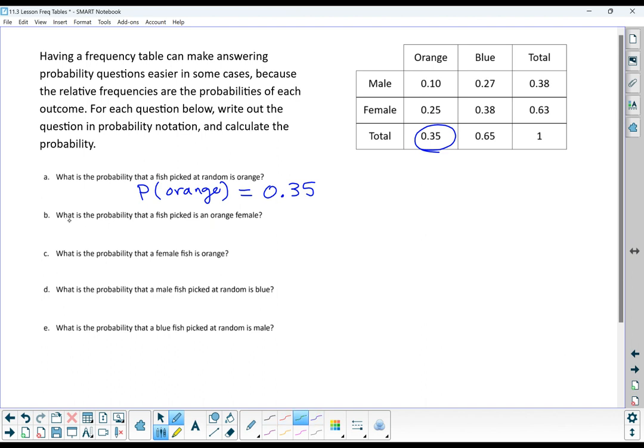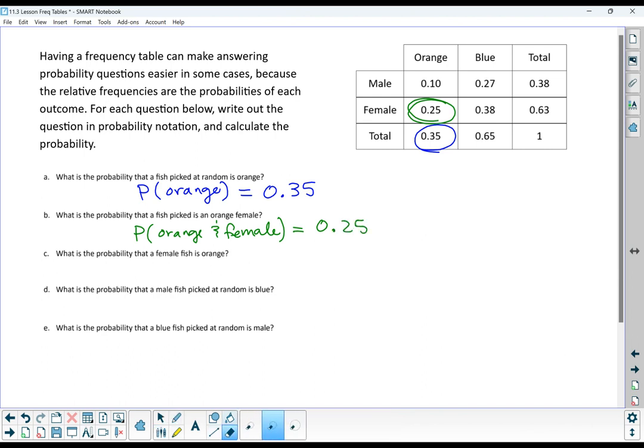The next question says, what is the probability that a fish picked is an orange female? So they need to be both female and orange. Here are my orange female fish, 0.25.